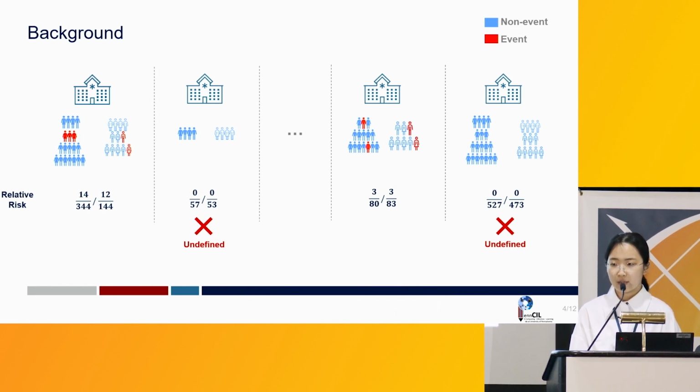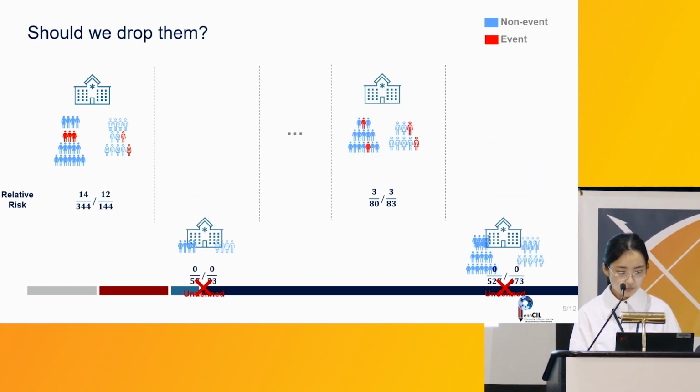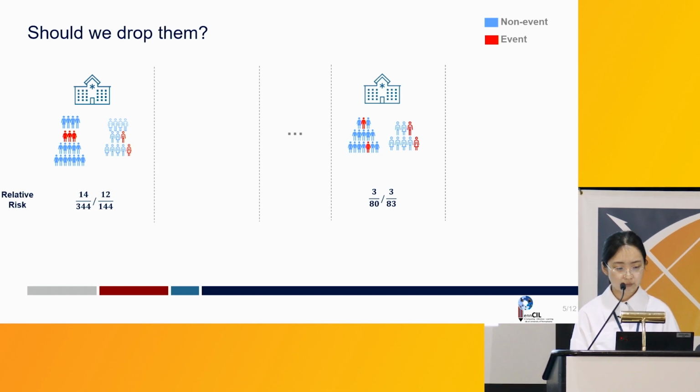The problem is, double zero studies create challenges for estimating commonly used effect size measures, such as relative risk and odds ratios, due to the division by zero error. So the question then is, how should we deal with the studies that had no events? A natural approach might be to exclude them from the analysis, and is in fact commonly done in practice.